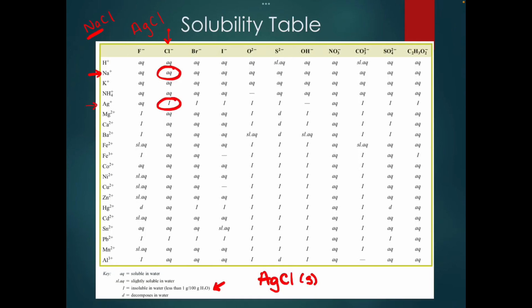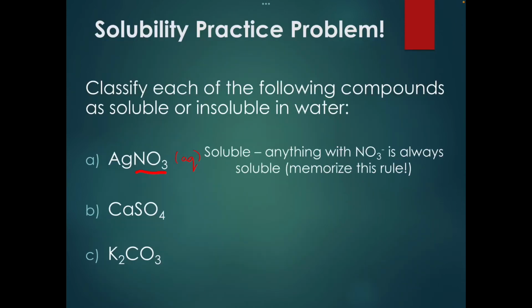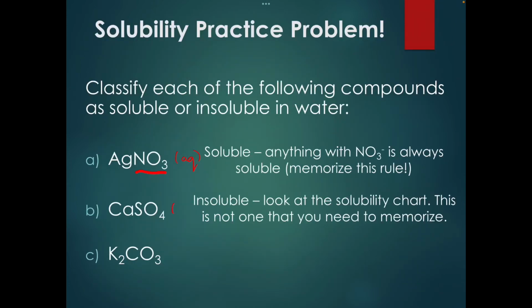So we would go back and use our table. We're doing calcium sulfate. Here's calcium, and then sulfate is over here. To find their intersection is right here. There's an I. That I is telling us that it's insoluble. Therefore, calcium sulfate would get an S. That tells you it's going to be a solid.